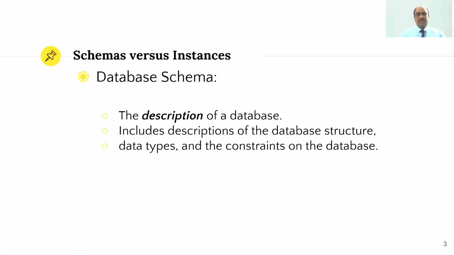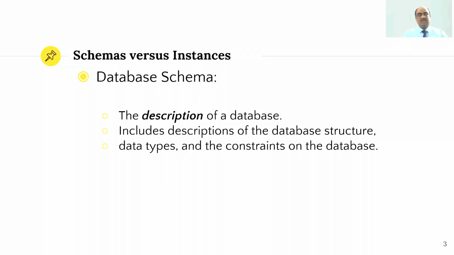Before going into detail about the three-schema architecture, you should have a thorough knowledge of what you mean by schema and instances. The simple definition of schema is that the overall design of a database can be called a schema. That means the brief description of a database. This description also includes the definition of the database structure, its corresponding data types, and also the constraints on the database.